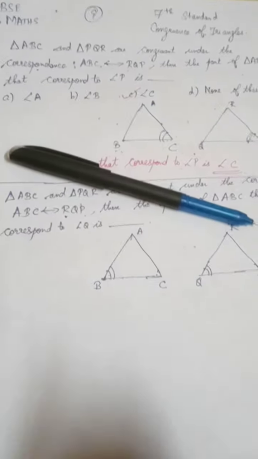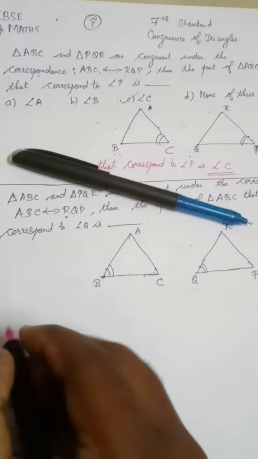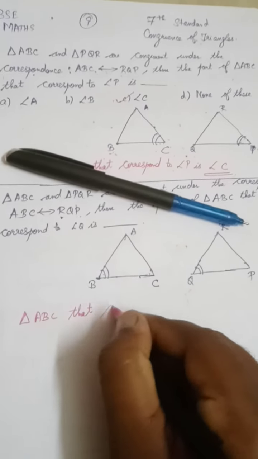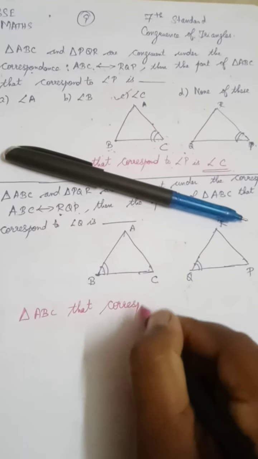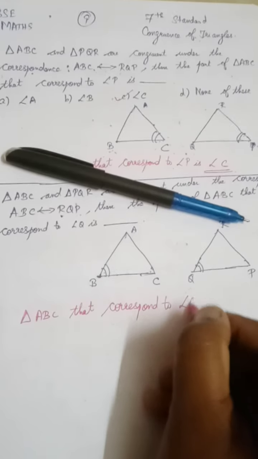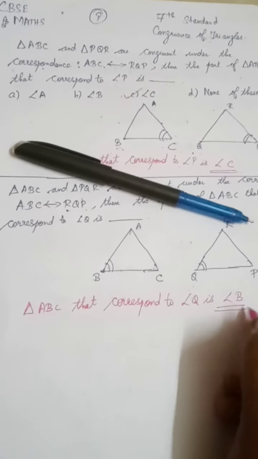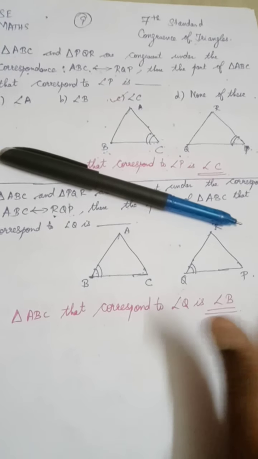So now what is the answer? The part of triangle ABC that corresponds to angle Q is angle B. Angle B is the answer.